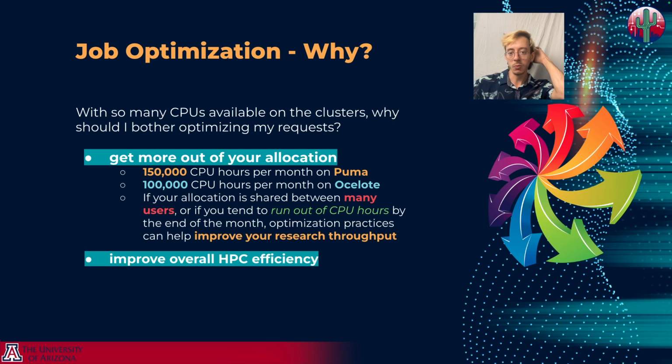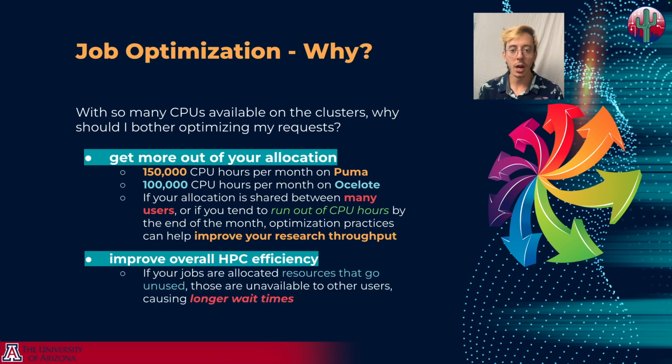And in addition, we also want to be good community members. We want to respect the fact that there are hundreds of other users on this HPC who all have research that's just as important as our own. And we want to make sure that the University of Arizona HPC community can produce as much research as possible. So if I'm sitting here on 100 CPUs and my job's only using 10, I'm not really being a good community member. I want to make sure that other researchers have access to those CPUs.